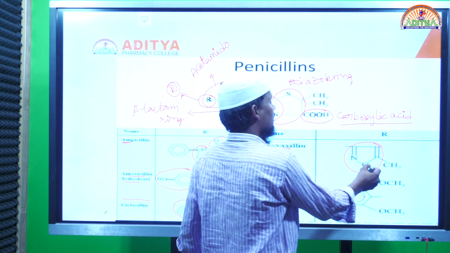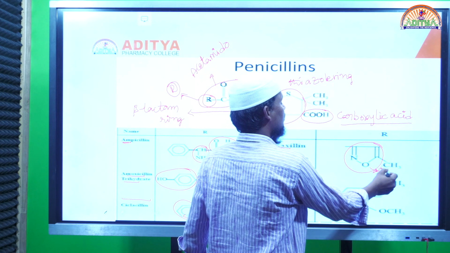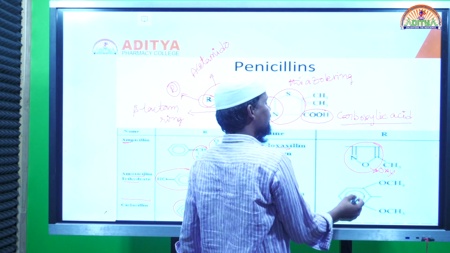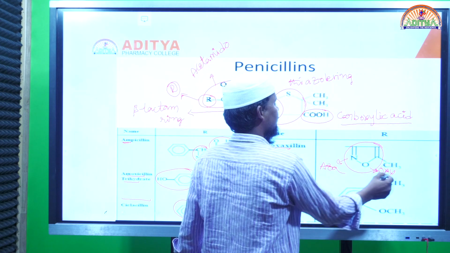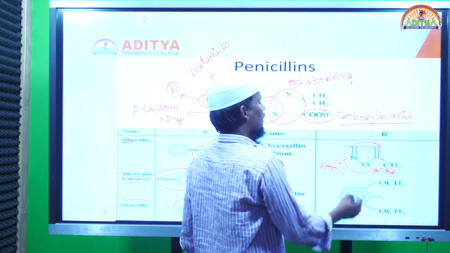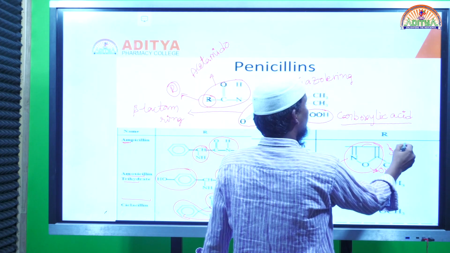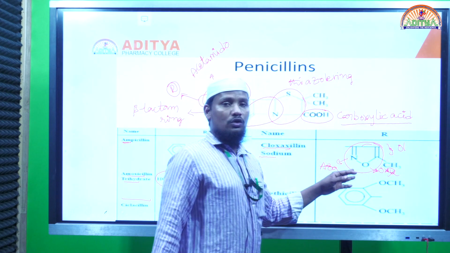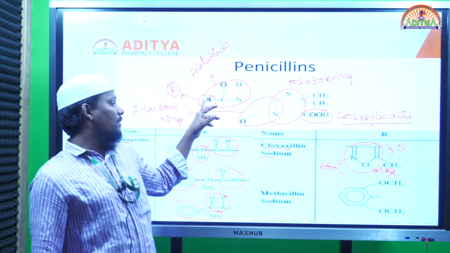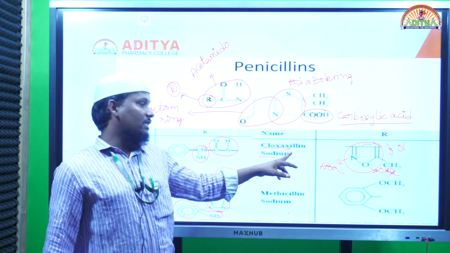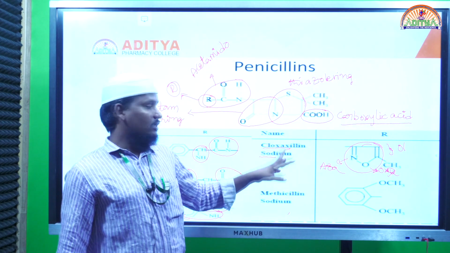As per the heterocyclic nomenclature, for oxygen we give oxa and for nitrogen we give aza, and the 5-membered ring is called ole. So this is the oxazole ring. We introduce an oxazole ring in the place of R, and that is called cloxacillin sodium. Cloxacillin sodium means it is a salt form.